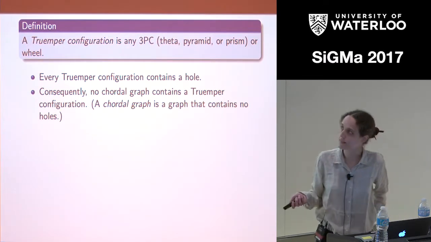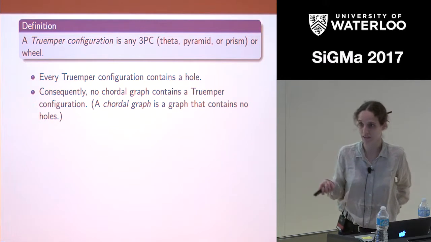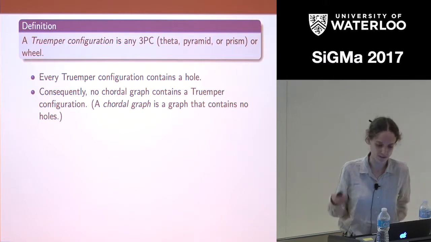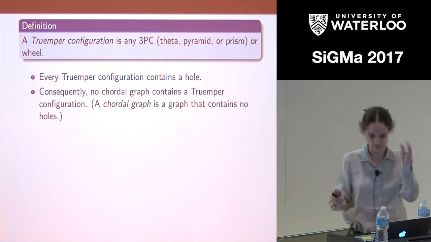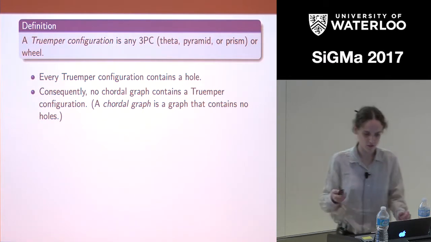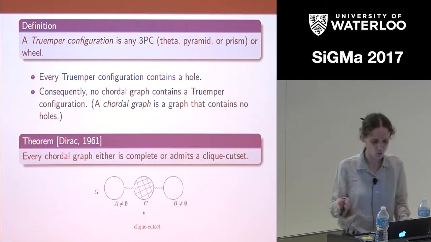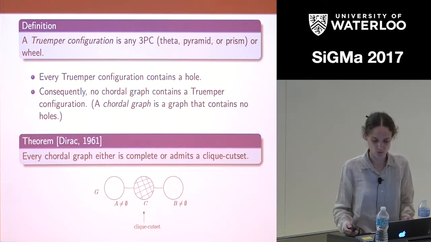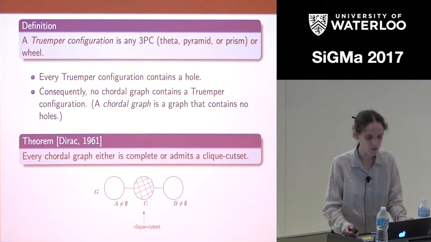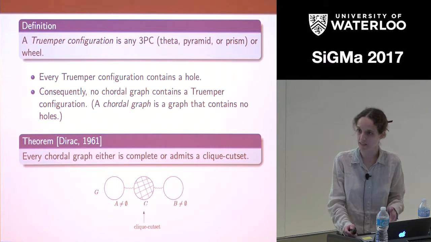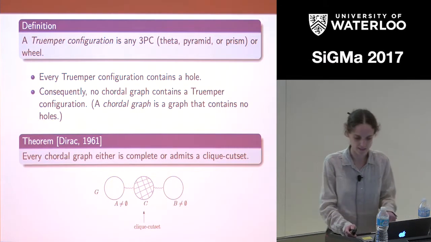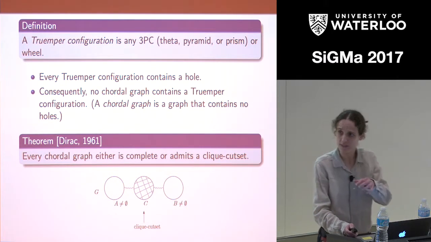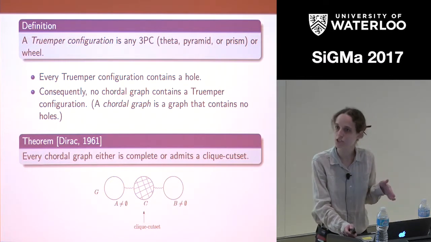And that, of course, implies that chordal graphs do not contain any trumper configuration. So a chordal graph, by definition, is a graph that does not contain any holes. Every trumper configuration contains a hole, hence chordal graphs contain no trumper configurations. Now, chordal graphs are a very famous and well-studied class of graphs. There's notably this nice decomposition theorem for them, which says that if you have a chordal graph, then it's either a complete graph or it admits a clique cutset. So a clique cutset is what you see in the picture. I represent cliques by these shaded circles. A clique cutset is just a clique whose deletion yields a disconnected graph.